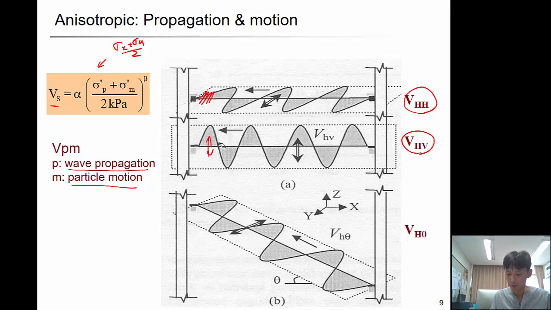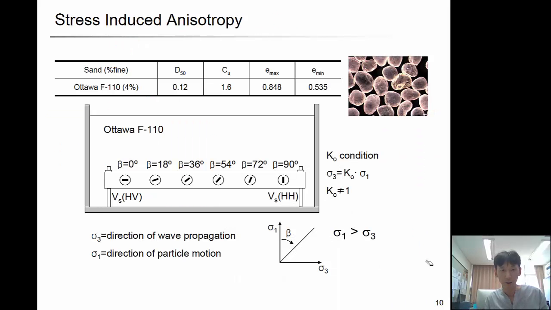And also there can be a different angle, right? Except for the vertical and the horizontal. So wave can also propagate at a certain angle, right? Kind of diagonally, but the particle can move horizontally. So then it's gonna be VH theta. Or it could be different way, V theta H.